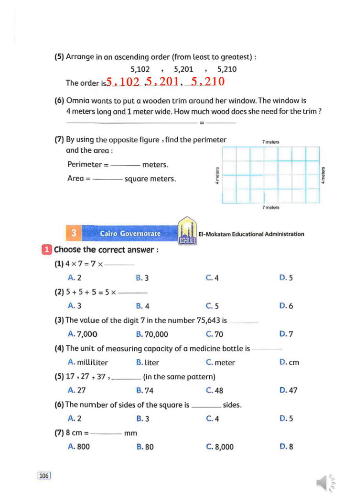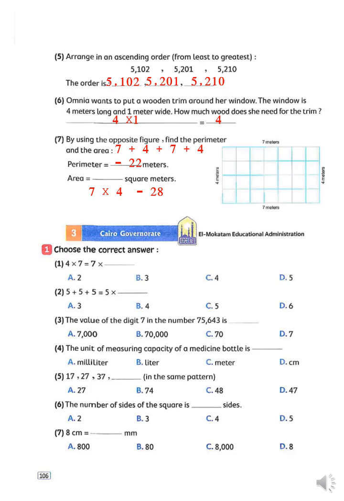The next question, Omne wants to put a wooden trim around her window. The window is 4 meters long and 1 meter wide. How much wood does she need for the trim? 4 by 1 equals 4. The next question, by using the opposite figure, find the perimeter and the area. Perimeter: 7 plus 4 plus 7 plus 4 equals 22. Area: 7 by 4 equals 28.